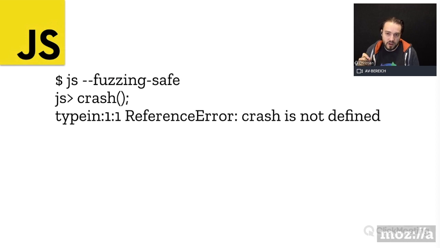But the point here is, if this crash function was still defined while the fuzzing-safe flag is set and it crashed, this would be considered a bug by the developers and they would commit to fixing this bug. No discussion. And that makes working with the developers here very easy. We have this contract essentially that says anything that crashes or asserts under the fuzzing-safe flag is considered a bug and must be resolved. Very easy, makes all of our lives a lot easier.